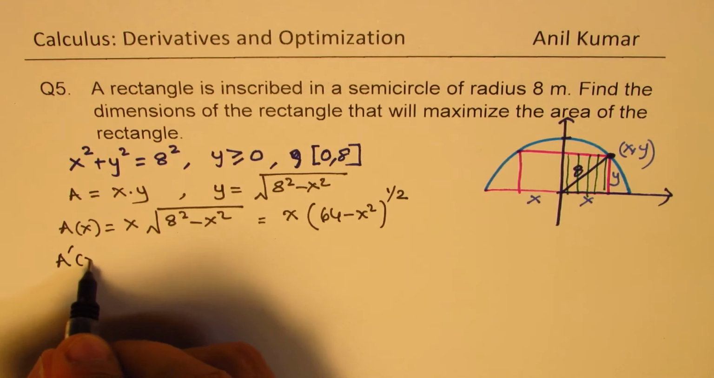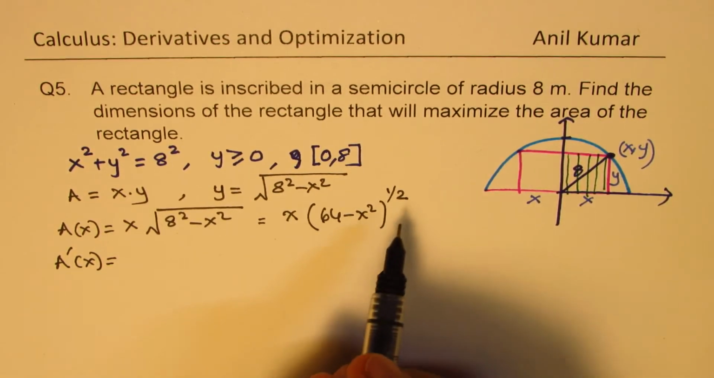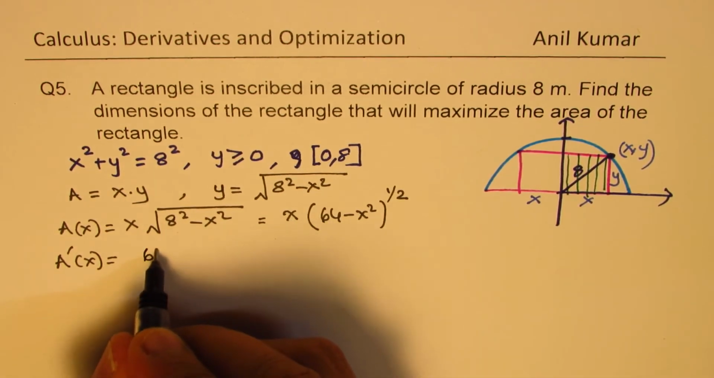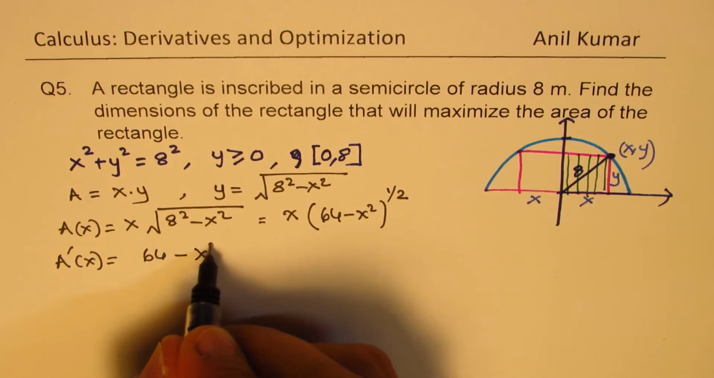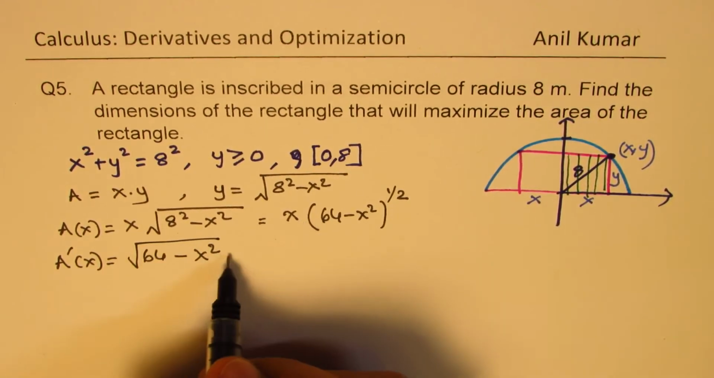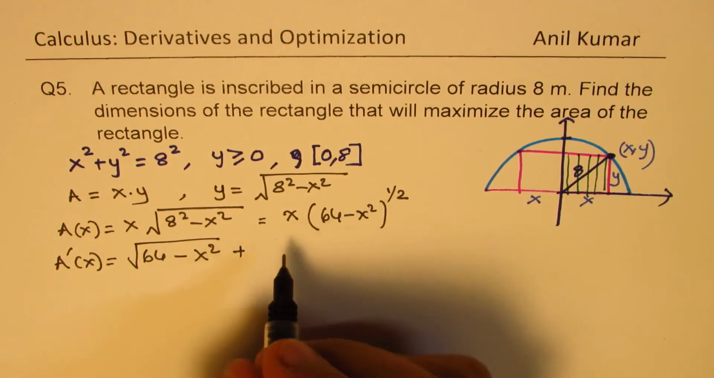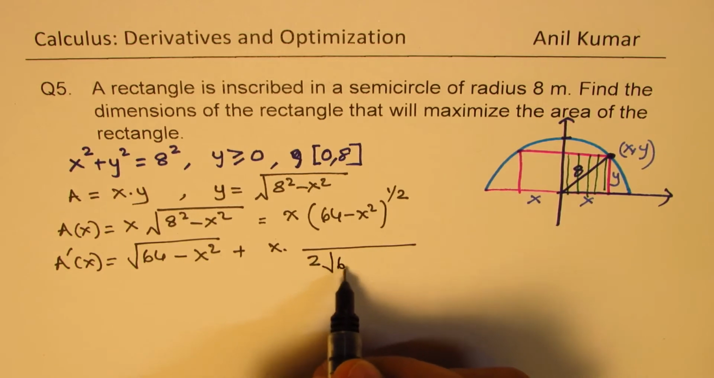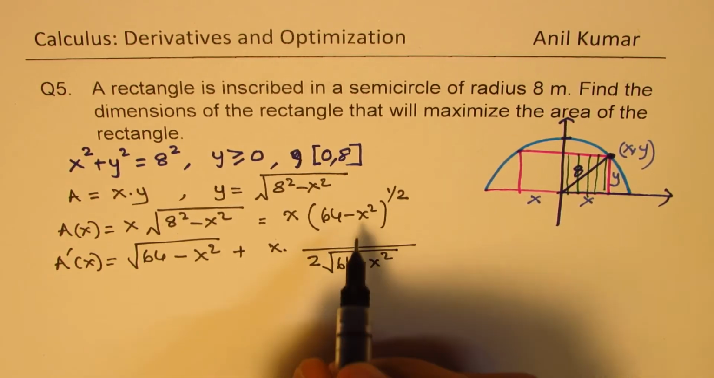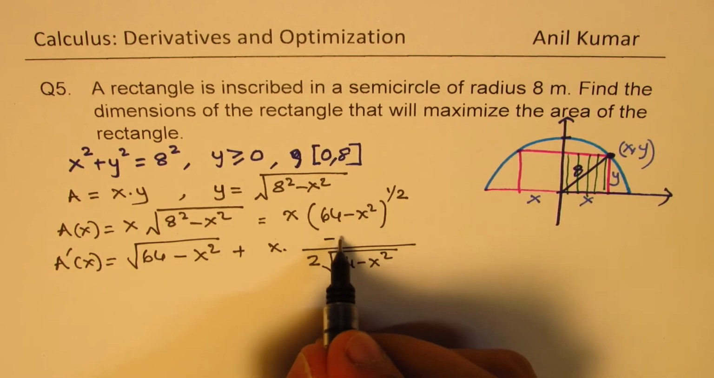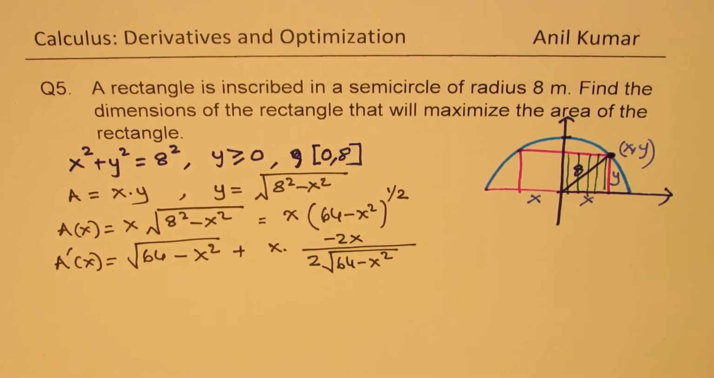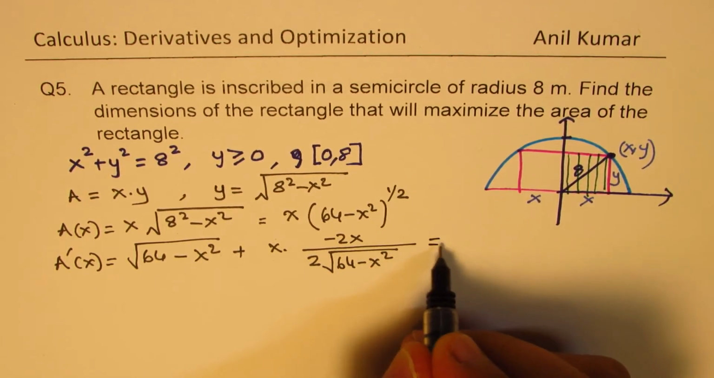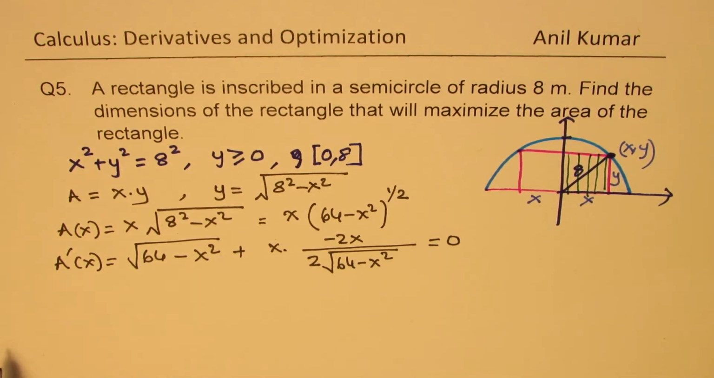Let's find the derivative of this function to get the critical number. So we'll apply the product rule. The derivative of x is 1, so we get the square root of 64 minus x squared, plus x times the derivative of this function. The derivative will be 1 over 2 square root of 64 minus x squared, times the derivative of the inside function, which is minus 2x. We have to equate this to 0, right? Equating this to 0 will give us the critical number.